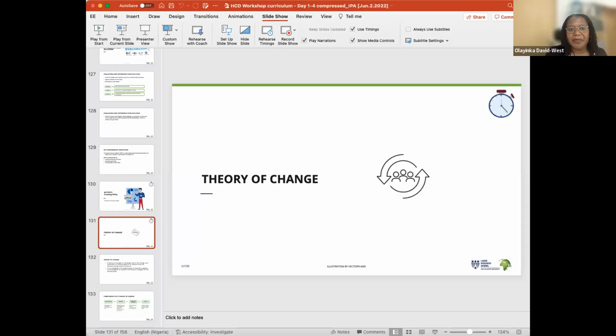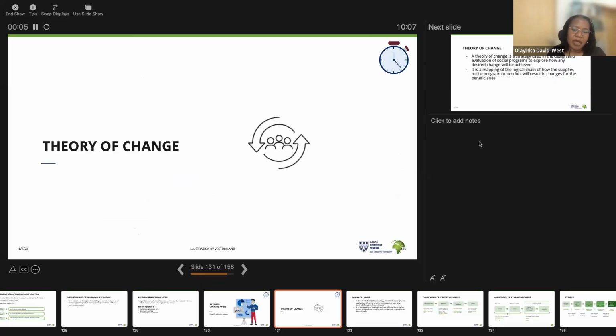So we're going to continue now and talk about a concept that is very important to us in evaluating and monitoring our projects and our products. This concept is called the theory of change, and it's a model that's used in the development community to measure the impact of the products and services that we are delivering.